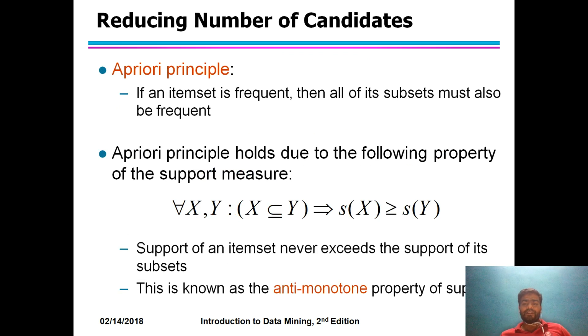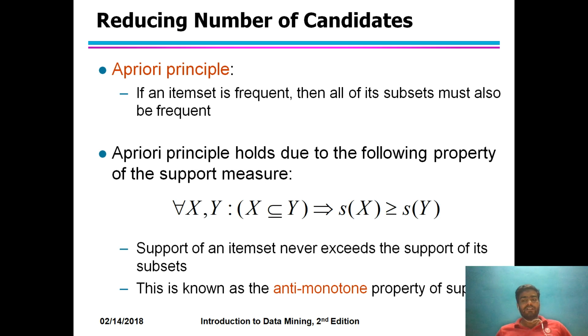So what does the a priori principle say? The a priori principle holds due to the following property of the support measure: for all x and y, if x belongs to y, that is, x is a subset of y, then the support count of x should be greater than or equal to the support of y, meaning y is a frequent item set and x is a subset of it. So S(x) is greater than or equal to S(y). Support of an item set never exceeds the support of its subsets.